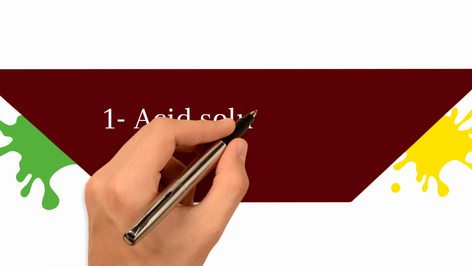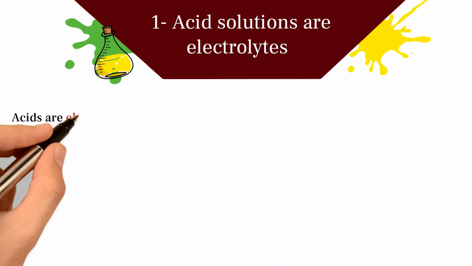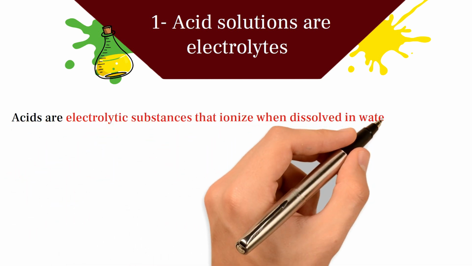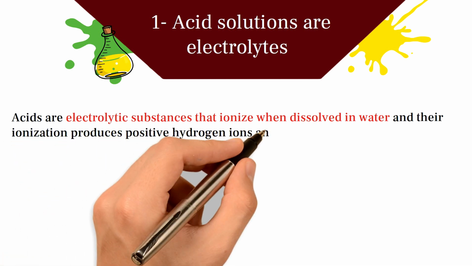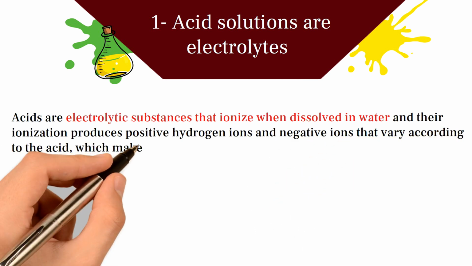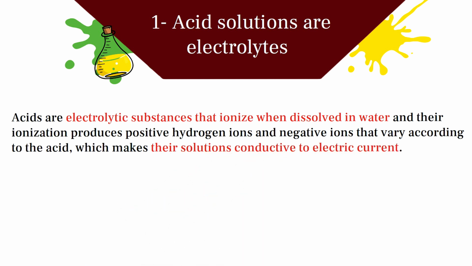The first property is that acid solutions are electrolytes. Acids are electrolytic substances that ionize when dissolved in water, and their ionization produces positive hydrogen ions and negative ions that vary according to the acid, which makes their solutions conductive to electric current. But what does it mean? Let's consider the following example.